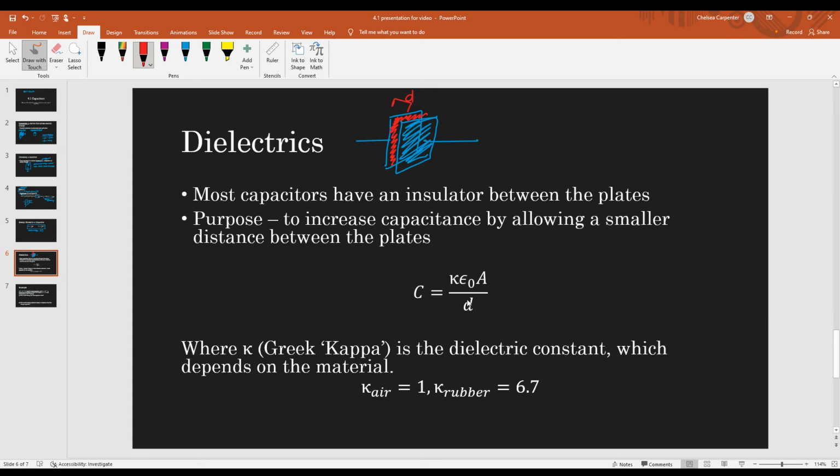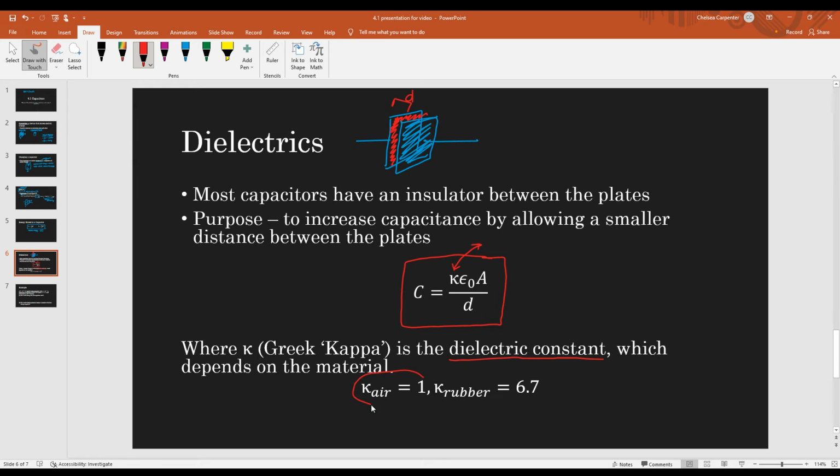So by decreasing D, you can increase capacitance and store more charge. So we're going to take that formula that you saw earlier and add this little thing out front. It's a Greek letter kappa, but it's the dielectric constant. So what that does, it depends on the material, and you'll substitute different values in depending on the type of material that exists between the plates.